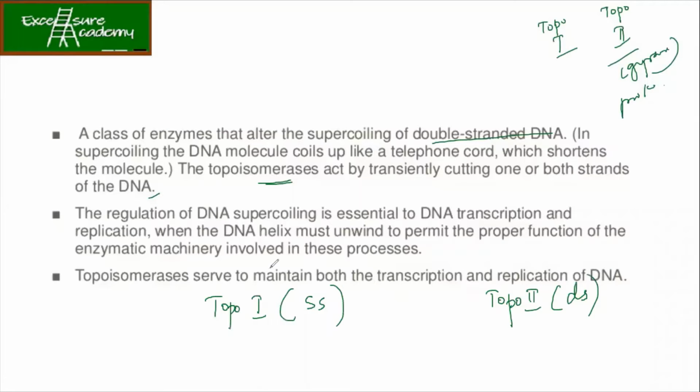Now, the regulation of DNA supercoiling is essential to DNA transcription and replication, when the DNA helix must unwind to permit the proper function of the enzymatic machinery involved in these processes. And this is important, right? Whether you do transcription or replication, we don't want any supercoiled DNA over there. Otherwise, the transcription or replication carried out by the proteins involved won't be able to proceed further. So they are helping in maintaining both the transcription as well as replication of your DNA.